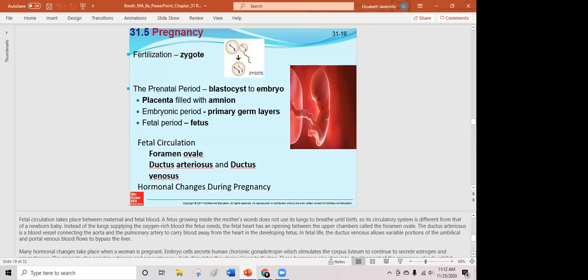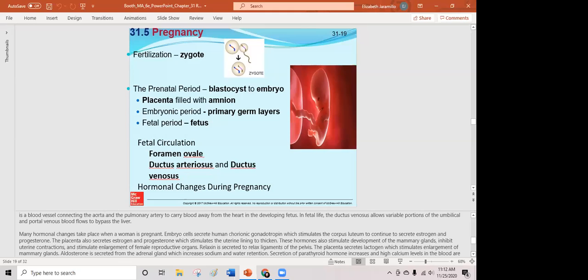Instead of the lungs supplying the oxygen-rich blood the fetus needs, the fetal heart has an opening between the upper chambers called the foramen ovale. The ductus arteriosus is a blood vessel connecting the aorta and the pulmonary artery to carry the blood away from the heart in the developing fetus. In fetal life, the ductus venosus allows variable portions of the umbilical and partial venous blood flows to bypass the liver. So instead of breathing, it's just circulated in a different way, essentially, okay?